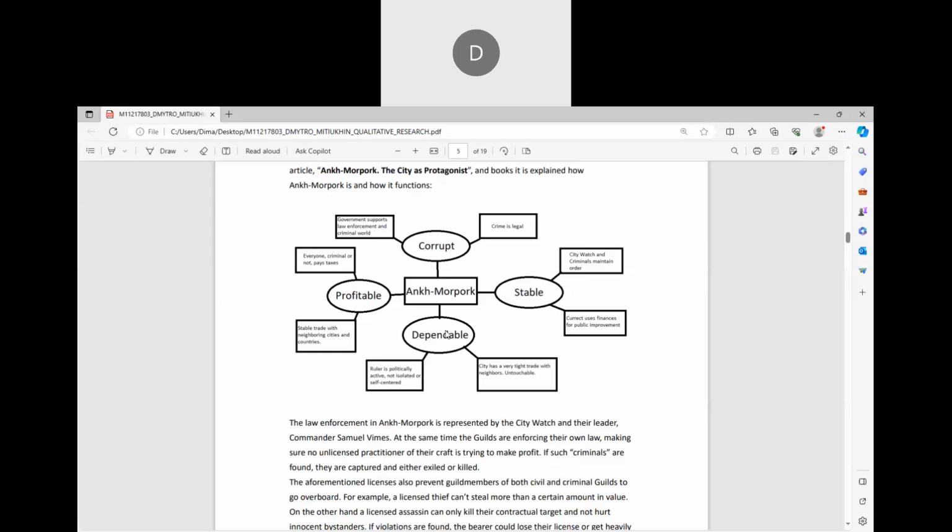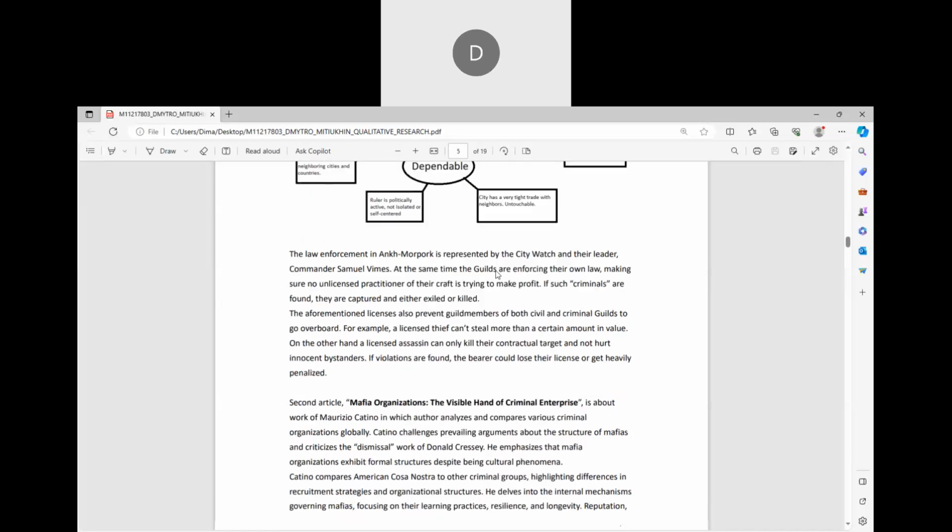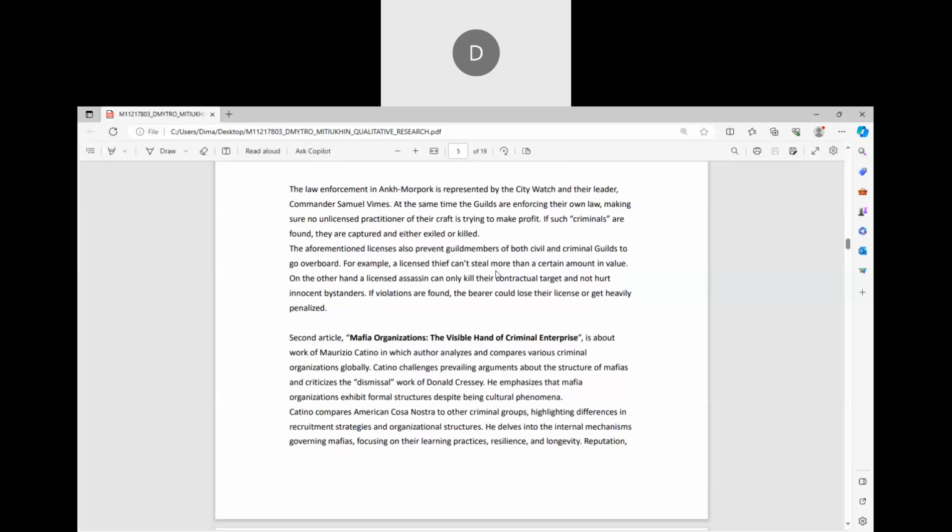And it is very profitable because it is heavily integrated into this world's economical flow. So I want to again mention the idea of licenses. Basically, every guild member of the guilds present in Ankh-Morpork has to have a specific license, and without it, they cannot perform their trade without getting exiled or killed from the city.